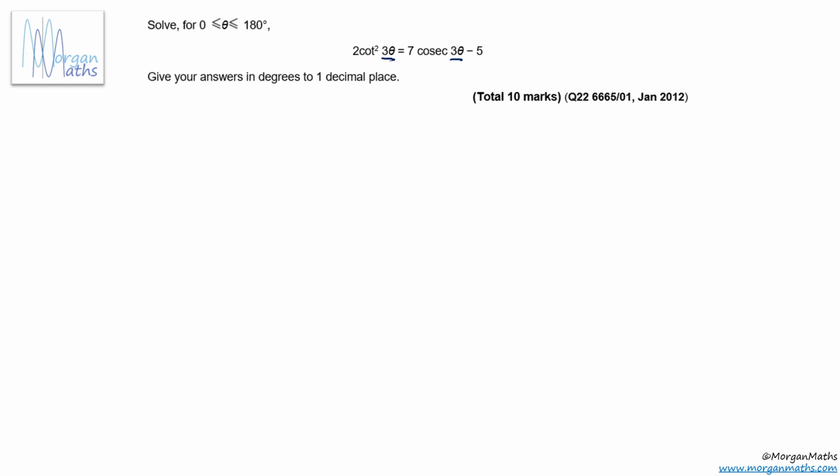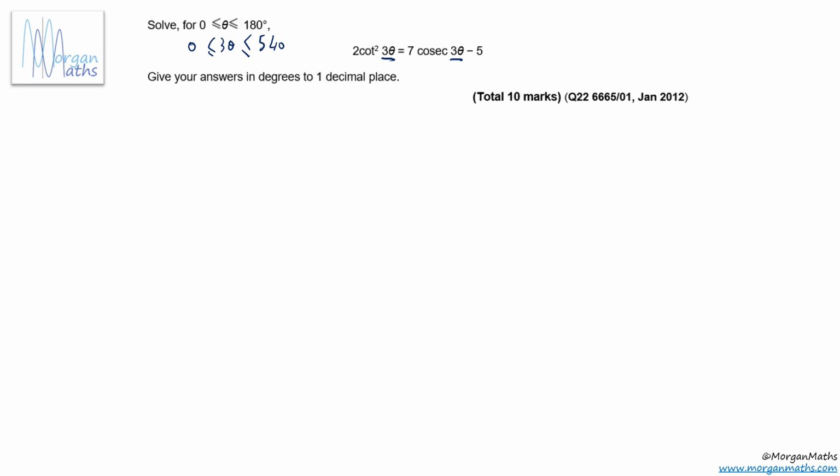So theta is in degrees, I need to check that my calculator is on degrees, and if I have 3 theta, it will be between 0 and 540, 180 times 3, so that's 540. That's the first thing. The second thing is the trig ratios that you have here.